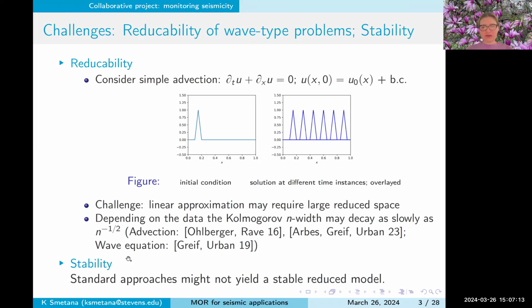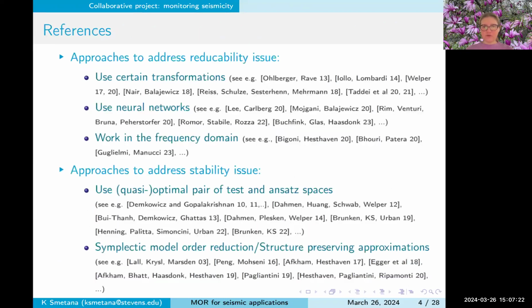And then also stability can be an issue because POD, for instance, might not yield a stable reduced model over time. So of course, we're really not the first people to look at these problems. What has been done so far: people, for instance, suggested to use certain transformations, for instance, to align the shocks and then to reduce there, use neural networks, or work in the frequency domain, which is of course also something where you have to be careful because obviously it's a one-to-one map if you go to the frequency domain. So a priori that doesn't help you so much, only if you do some additional work there.